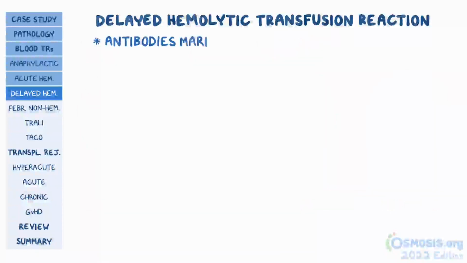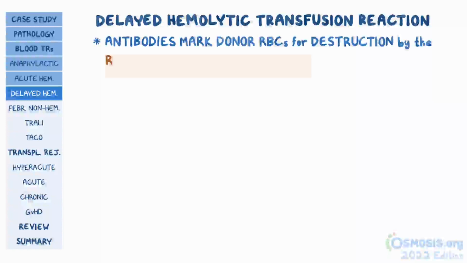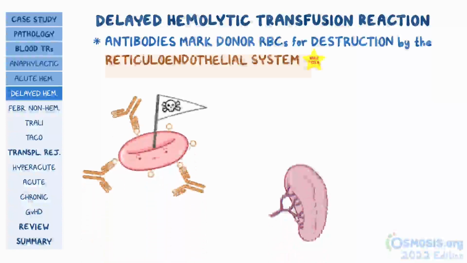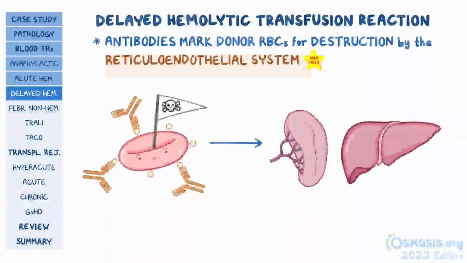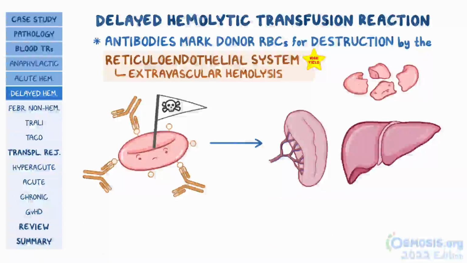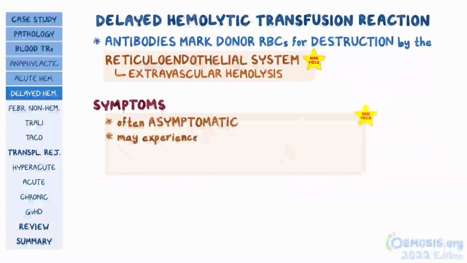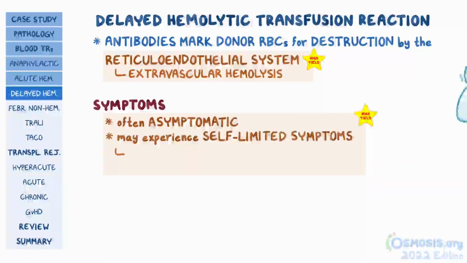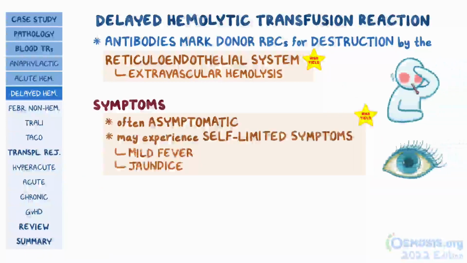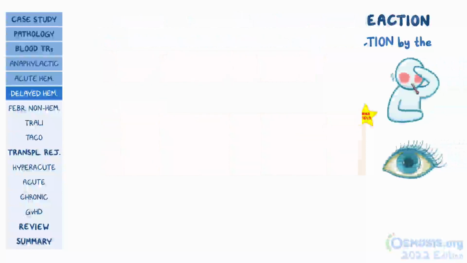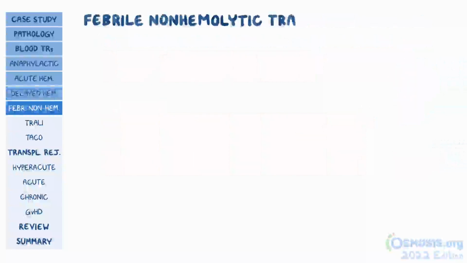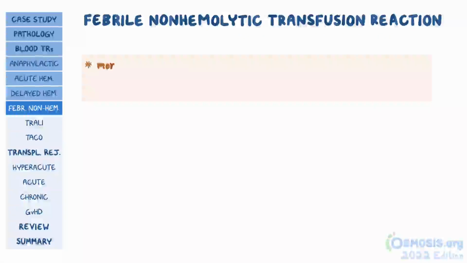Now, in delayed hemolytic transfusion reactions, the antibodies don't directly destroy the donor's red blood cells, but rather mark them for destruction by organs of the reticuloendothelial system, meaning the spleen and liver, resulting in extravascular hemolysis. Individuals with delayed hemolytic transfusion reactions are often asymptomatic, while some may experience self-limited symptoms, such as a mild fever and jaundice.